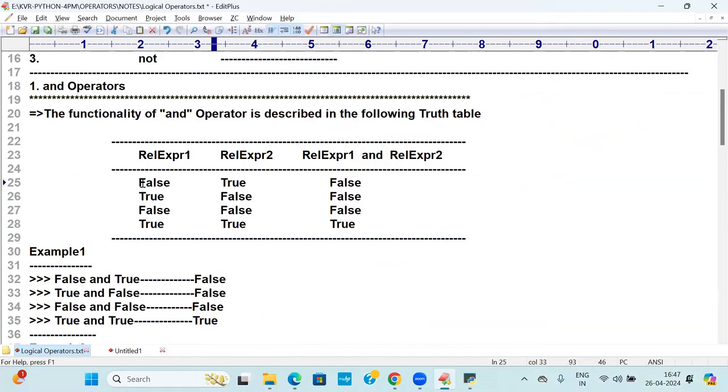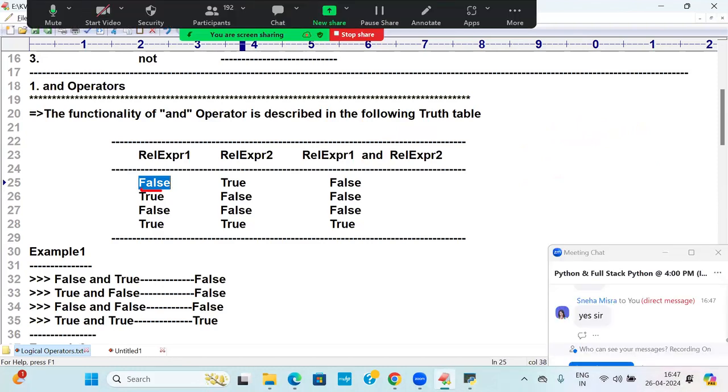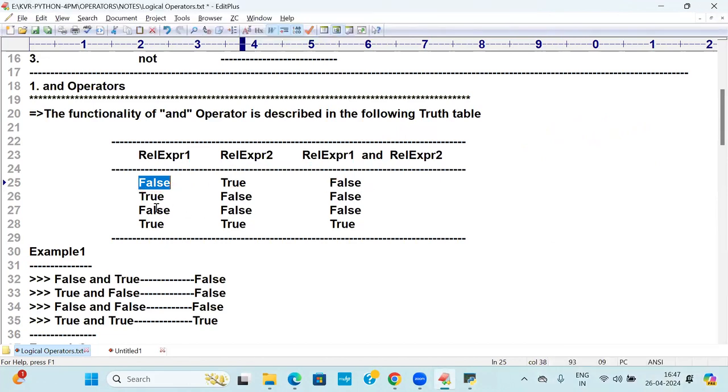Look, what is the internal value of false? 0. What is the internal value of true? 1. The product of 0 and 1 is what? 0. 0 means what? False. True is what? 1. 1 and 0, 0 into 0. True and true, 1 into 1 is what? 1.